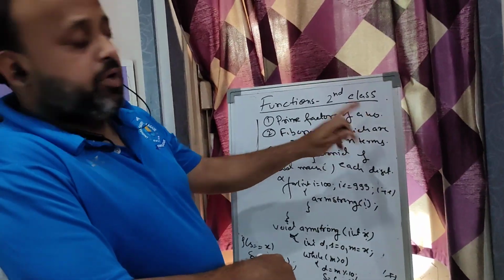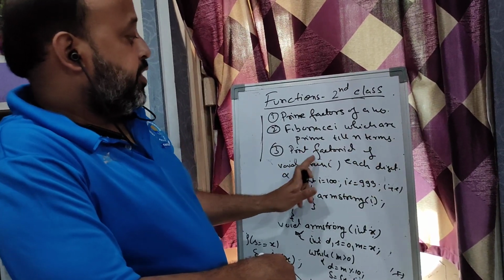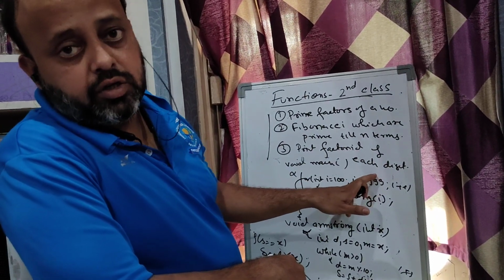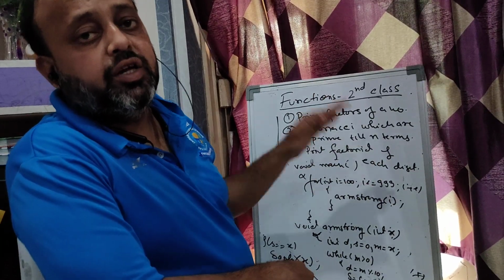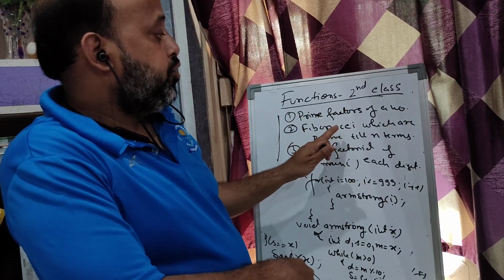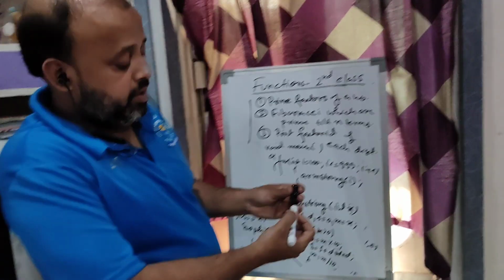Print prime factors of a number, Fibonacci, which are prime till n terms. Print factorial of each digit. If you have a number say 123, you have to print factorial of 3, 2, 1. Fibonacci series, you have to print those numbers which are prime in that.